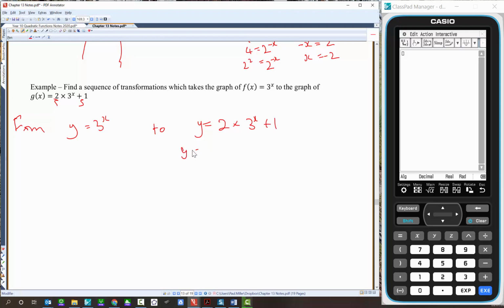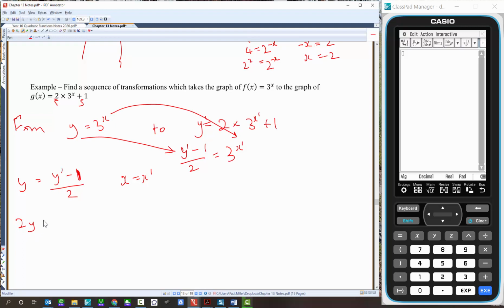Okay, let's transpose this. We're going to go y take 1 over 2 equals 3 to the x. And let's pop some dashes in where we're heading to. Okay, let's pair them up. Y equals y dash take 1 over 2. X equals x dash. So I've paired that with that, that with that. 2y plus 1 equals y dash. So xy maps to x dash, y dash. X dash is just x, y dash is 2y plus 1.